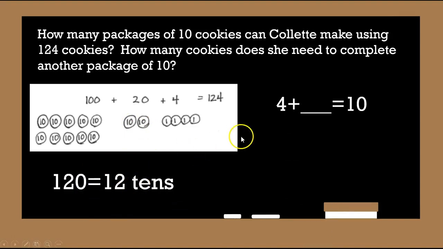Now we need to figure out how many more cookies we would need to make another package of 10. So we have 4 ones here. So I wrote down 4 plus blank equals 10, because we're trying to figure out how many more we need to make a 10 here. So 4 plus what equals 10? Did you say 6? Good job.